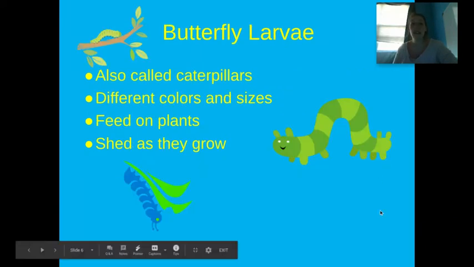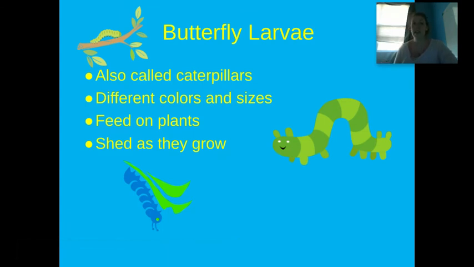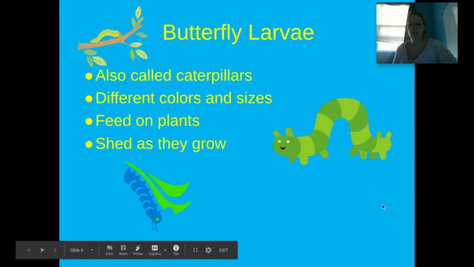So the butterfly larva is also called the caterpillar. Like I said, it has different colors and sizes. They feed on plants, and again, they shed as they grow. It's a little bit repetitive. Sorry about that, guys.